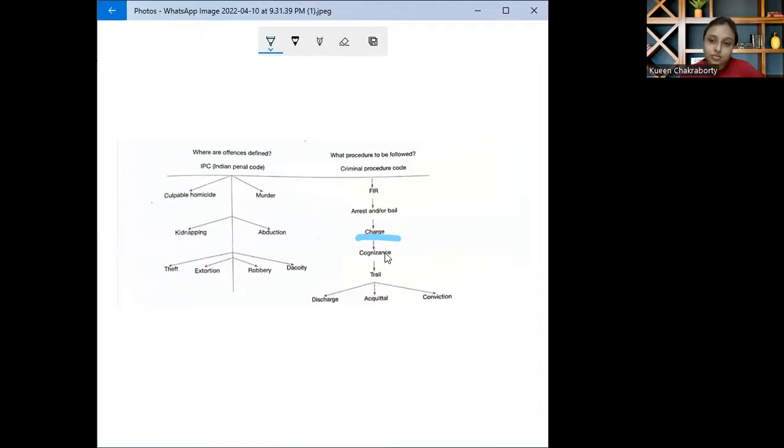Next, we are going to discuss cognizance. The taking of judicial knowledge of the charge framed against the accused is known as cognizance. I'll repeat myself. Taking the judicial knowledge of the charge framed against the accused is known as cognizance. Next, coming to trial. It is the process of trying the accused to bring the crime to its logical conclusion, resulting in conviction or acquittal.